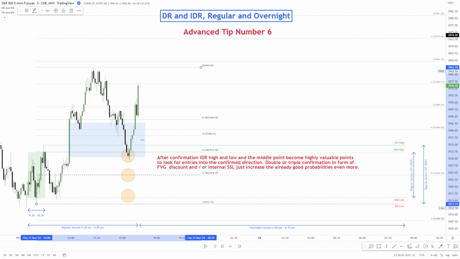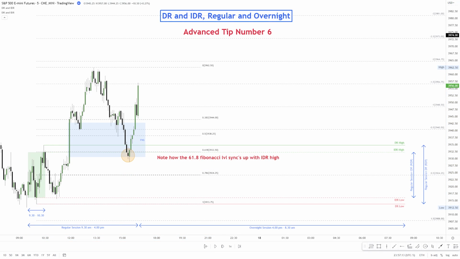Advanced tip number 6. After confirmation of the rule in one direction, the IDR high, the IDR low and the midpoint of the IDR become highly valuable points after retracements to look for entries into the confirmed direction again. If these levels are matching up with fair value gaps, discount and or internal sell-side liquidity, the already high probability becomes even higher. Note how the 61.8 retracement from the previous up move is syncing up with the high IDR.